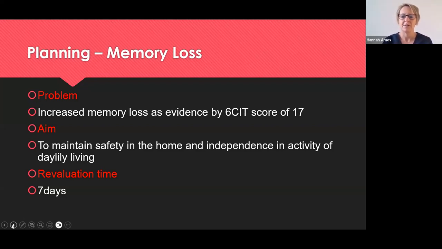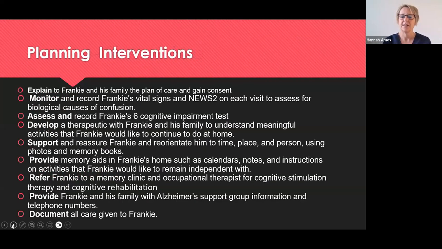And remember your re-evaluation timeframe: you're in the community. This is not going to be a quick fix within 30 minutes or 24 hours. So normally a 7-day re-evaluation timeframe is appropriate. And there are lots of interventions you can do to support with memory loss within the home. So we're always going to plan the care and gain consent. And we're always going to do the vital signs just to make sure there aren't any biological causes of confusion. It's important to rule those out, such as infection, for example. We're going to continue to assess and record Frankie's 6CIT. It's really important to develop that therapeutic relationship with the family and understand meaningful activities that Frankie would like to continue to do at home.